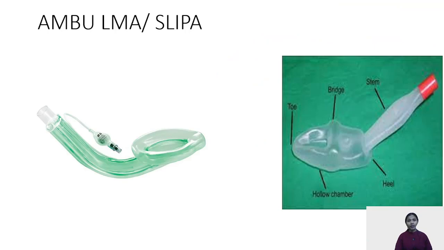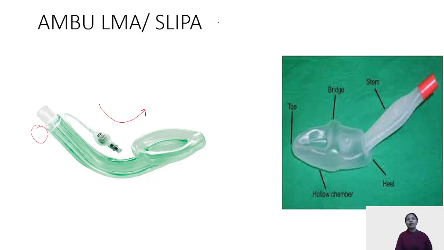Then you have Ambu LMA. Again, the Ambu LMA has that anatomic curve, but how to distinguish it from LMA Supreme? There is no integral bite block and there is no drain tube present. Okay. In LMA Supreme, you had that integral bite block and drain tube which is missing in Ambu LMA. Only the shape is the same.